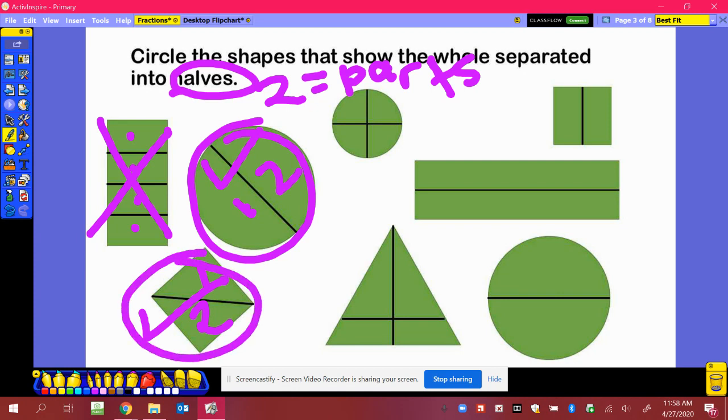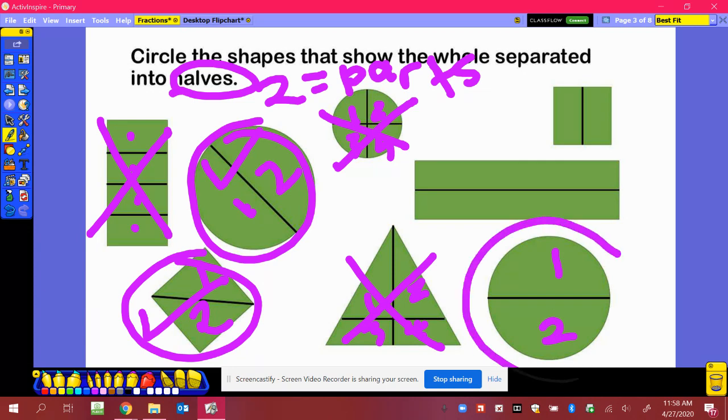And we have 1, 2, 3, 4. Nope, we're not looking for 4 parts. We're only looking for 2 parts. 1, 2, 3, 4. Nope. That has 4 parts and they're not equal. The parts aren't the same size. Let's look at the bottom circle. 2 parts. Yep. They're equal. Yep. We like that one.